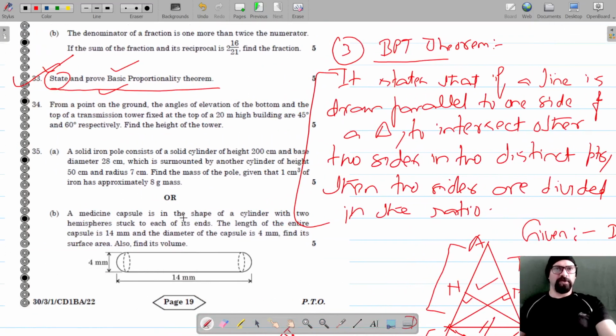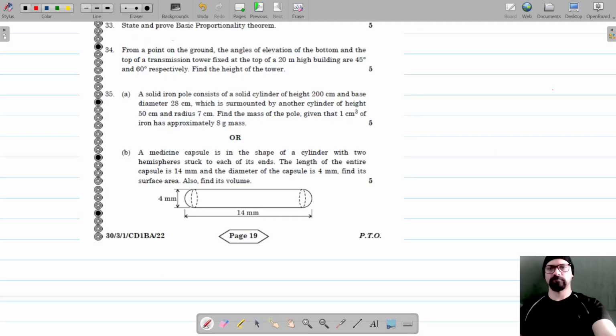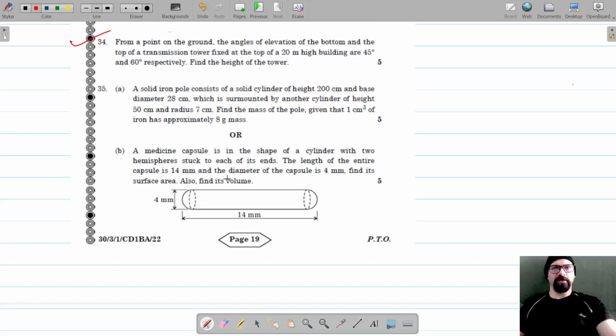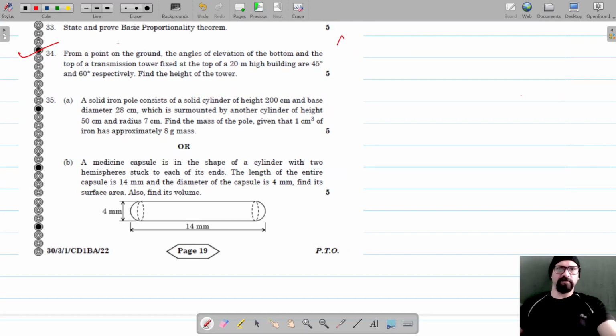Let's move on to the next question. This is question number 34. Given that from a point on the ground, the angle of elevation of the bottom and top of a transmission tower fixed at the top of a 20-meter high building are 45 and 60 degrees. So let this be the point on the ground, and the angle of elevation of the bottom and top of a transmission tower fixed at the top of a 20-meter high building.